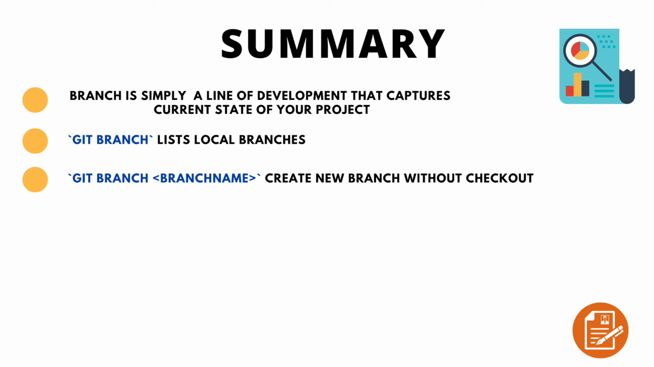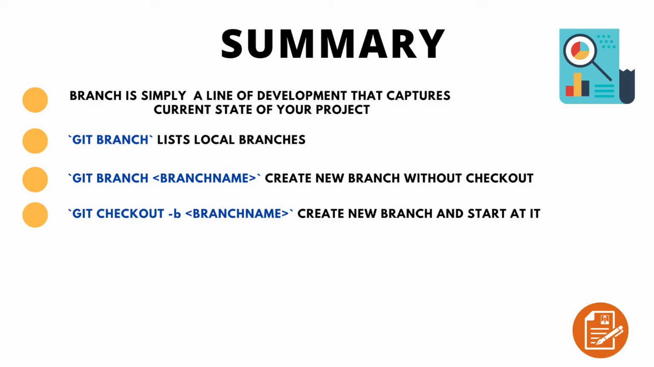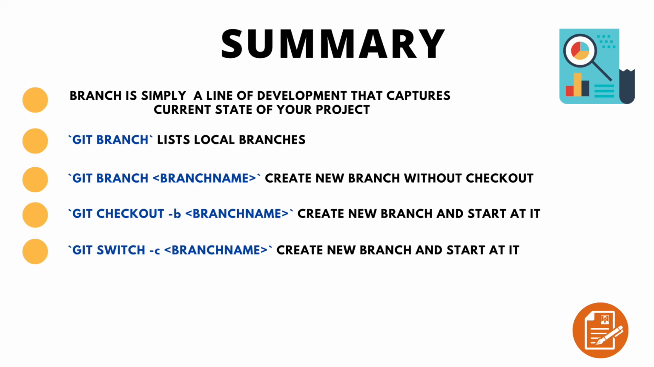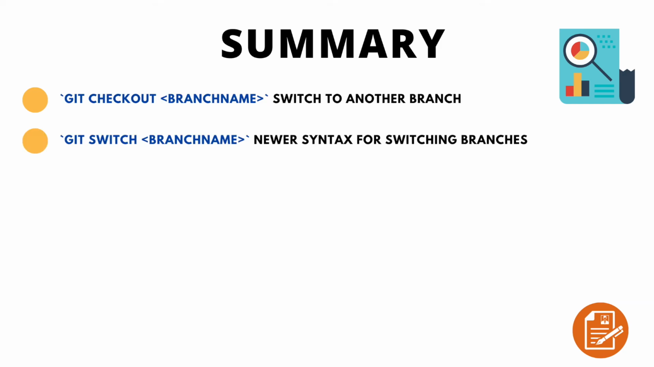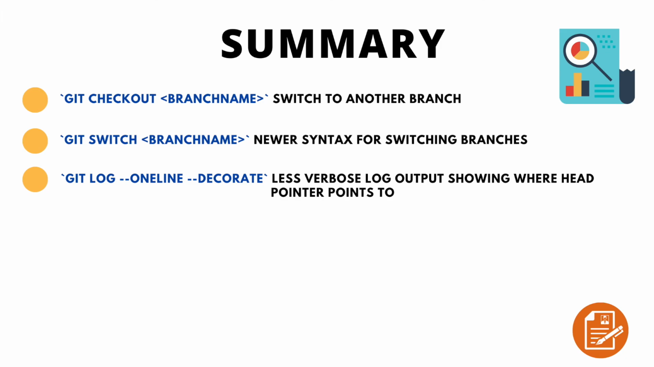If you want to create a new branch and automatically check out to that branch, you use either git checkout -b command or git switch -c command. If you want to switch branches, you use either git checkout command or git switch command. A nice command for checking where our head pointer points to is to use git log with these two options, oneline and decorate.